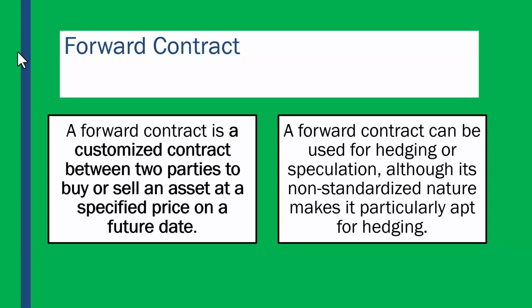A forward contract can be used for hedging or speculation, although it's not standardized, which makes it particularly apt for hedging. Normally a forward contract is a very good tool for hedging. Apart from hedging, you can even speculate against certain currencies. If you expect the dollar to go up, you can take a position in the dollar. That is normally done in the stock market, but a forward contract is mainly a hedging tool. You can't speculate.